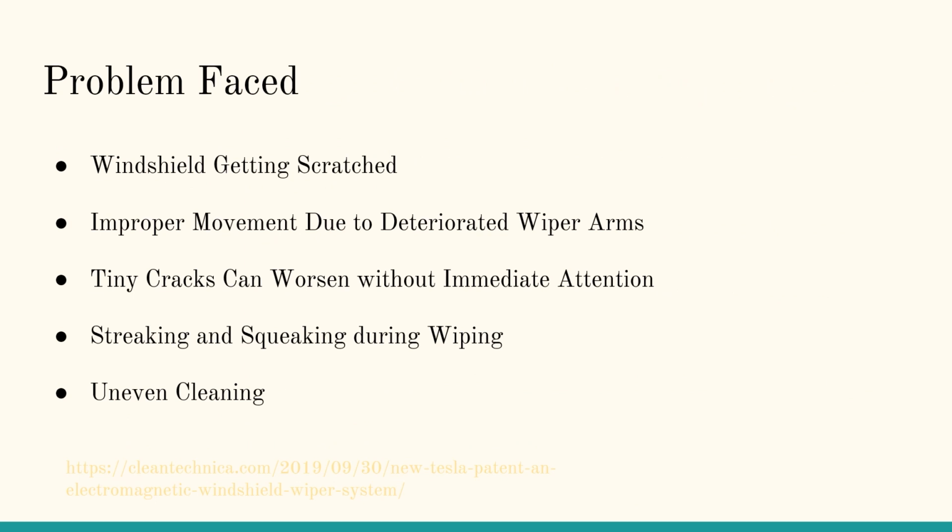So what are the problems faced in the wiper system? The first one is the windshield getting scratched. When the rubber covering of the wiper gets worn out, the exposed metal from inside will scrape the windshield. Second is improper movement due to deteriorated wiper arms. Wiper arms are usually made of metal and hence can grow weaker with time. Failing wiper blades result in stains of roadside debris on your car's windshield, hence damaging the glass. Tiny cracks can worsen without immediate attention.